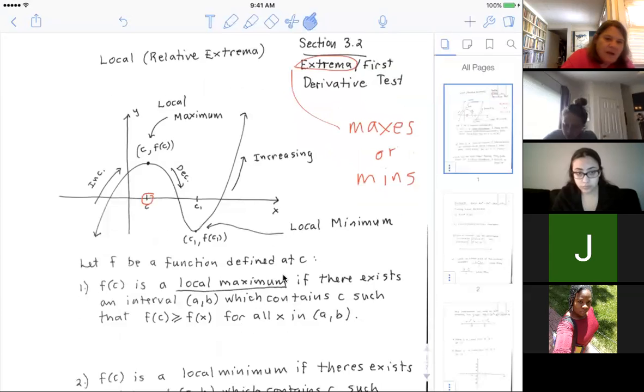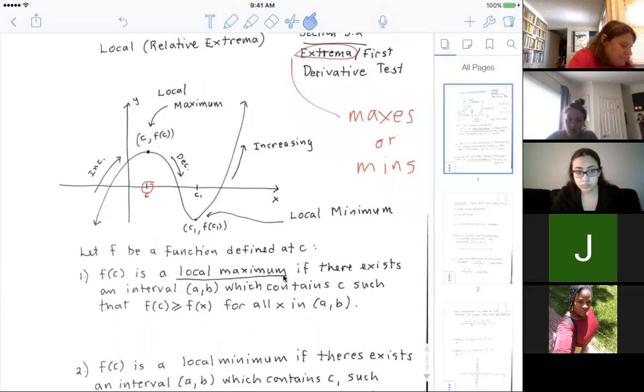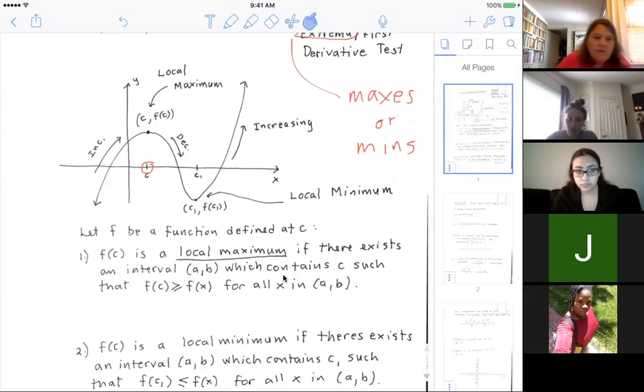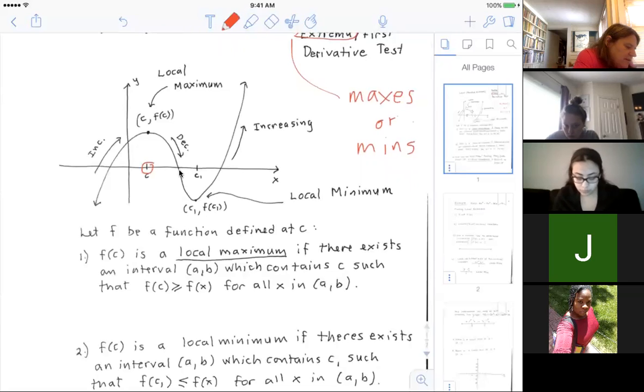Let me get some of this down here. Okay, there we go. So f of c1 is a local min if there exists an interval around c1, and if you look at all the points in there, f of c1 is the lowest y value. It's called a local minimum.